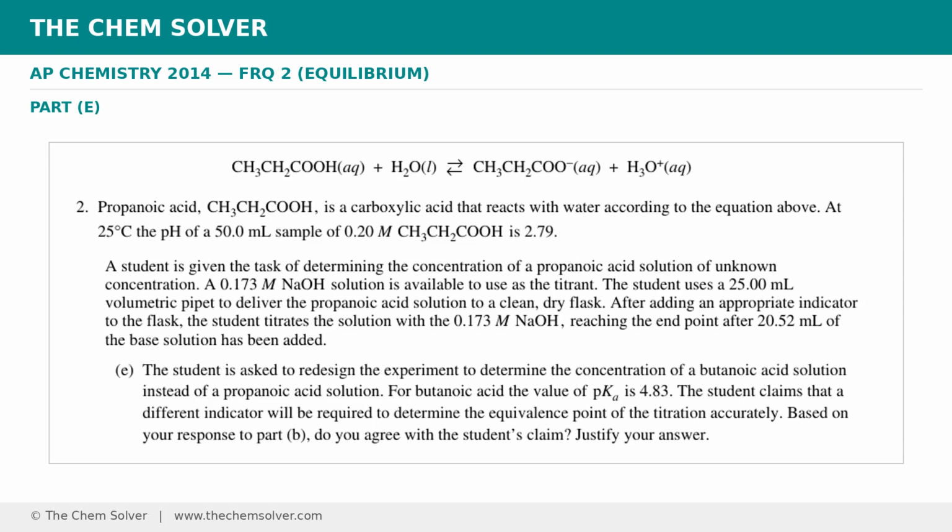The student is asked to redesign the experiment to determine the concentration of a butanoic acid solution instead of a propanoic acid solution. For butanoic acid, the value of pKa is 4.83. The student claims that a different indicator will be required to determine the equivalence point of the titration accurately. Based on your response to Part B, do you agree with the student's claim? Justify your answer.